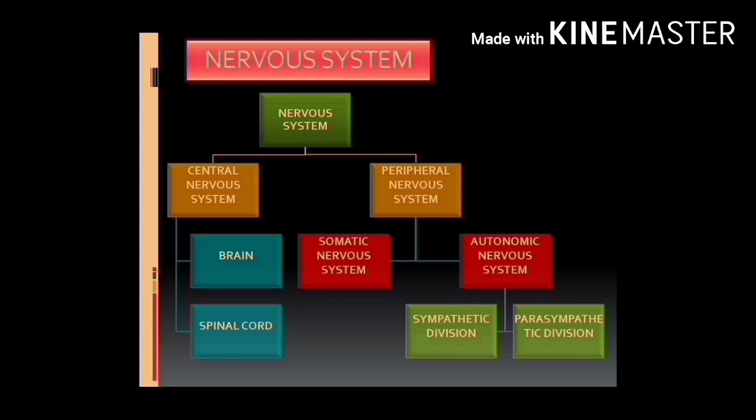The first topic we have is the nervous system. It is the system that controls the functioning of all other systems in the body. It is divided into the central nervous system and the peripheral nervous system. The central nervous system consists of the brain and the spinal cord, and the peripheral nervous system is further divided into the somatic nervous system and the autonomic nervous system. The somatic nervous system is in control of all the voluntary actions of the body, and the autonomic nervous system is in control of all the involuntary actions of the body.